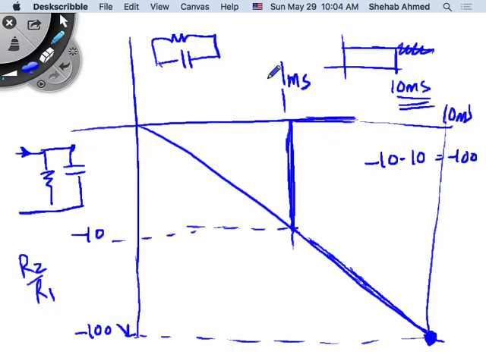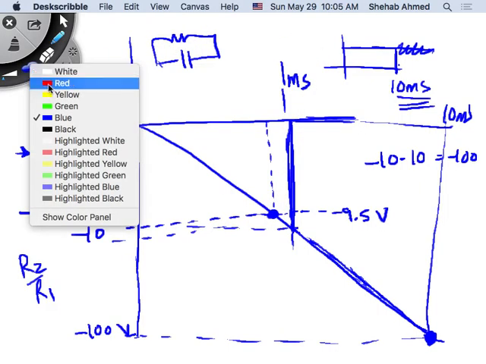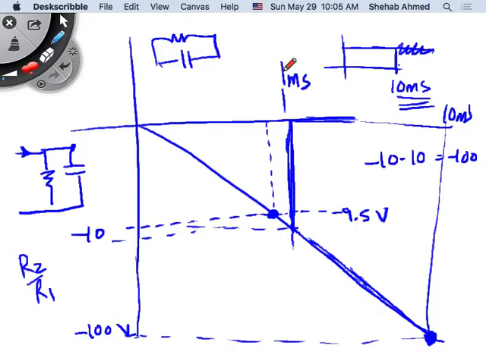Now I have this resistor in the feedback path, and we derived an equation for the output voltage. If I substitute it in the equation, I get that at 1 millisecond, I have an output voltage of minus 9.5 volts. That's what happened here. After 1 millisecond, the voltage became 0. Without this resistor in the feedback, the voltage would have fallen straight. Because I have this resistor in the feedback, how will the voltage fall? It eventually has to fall.